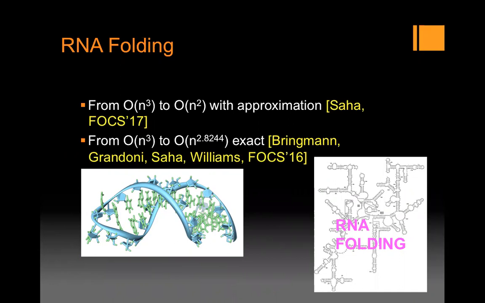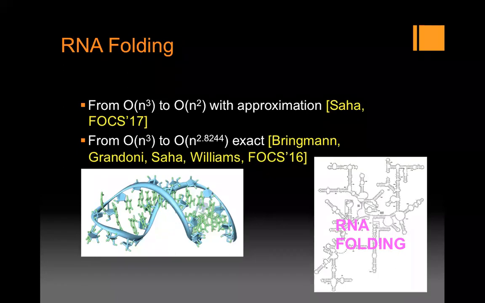Since 1980 till maybe 2016, there was only an n-cubed time algorithm for solving RNA folding, but now we know how to get a better running time, even for the exact problem of RNA folding. And if we allow approximation, we can run it even faster. Okay, so these are just some examples of very basic problems for which, allowing approximations, we have seen quite a bit of progress.